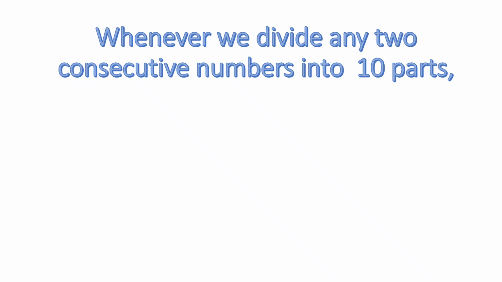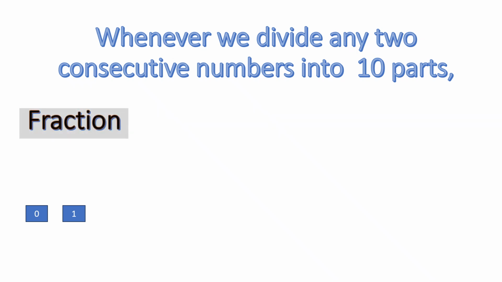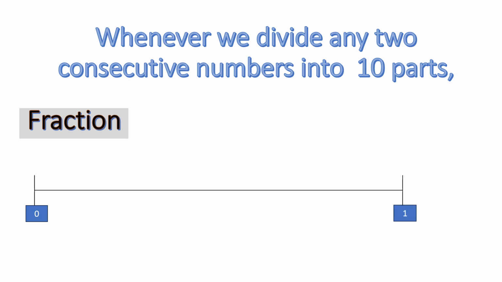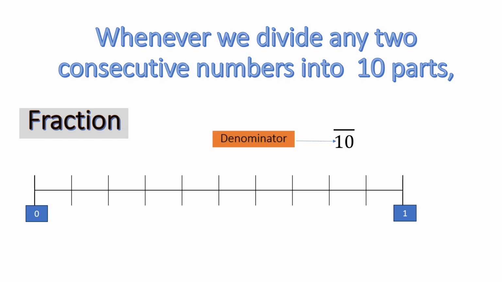So basically whenever you divide any consecutive numbers into 10 parts, consecutive means suppose 0 and 1, they are the numbers next to each other, so they are consecutive numbers. If you divide these two into 10 parts, and if you have to write it in fraction, how would you write it? Remember the fraction playlist? If 0 to 1 are two numbers and we divide this length into 10 parts, then the total number of parts will be the denominator. So in the bottom we should write 10 if we are writing in fraction. And what will be the numerator?